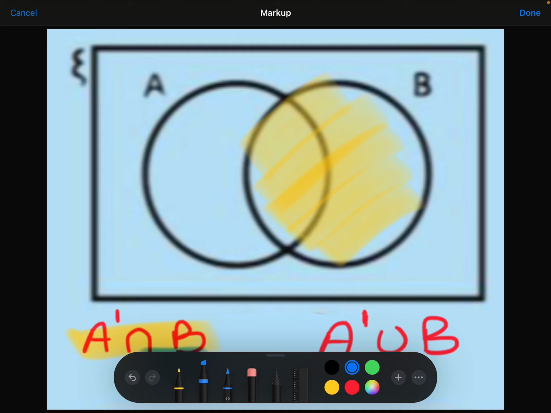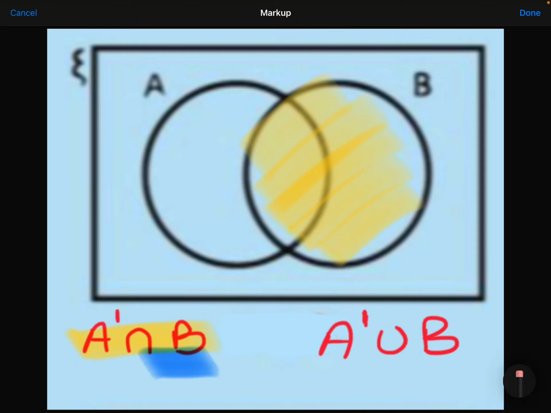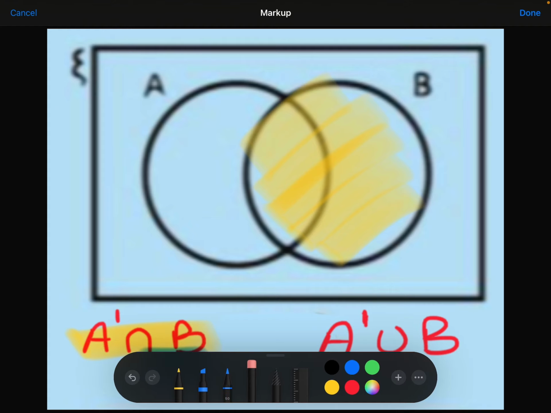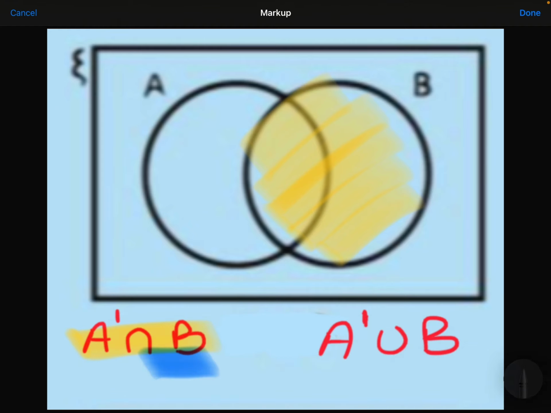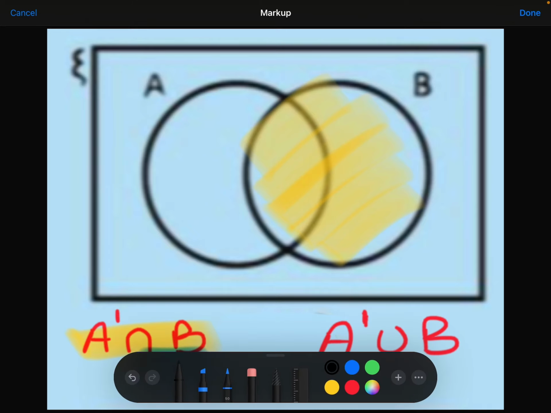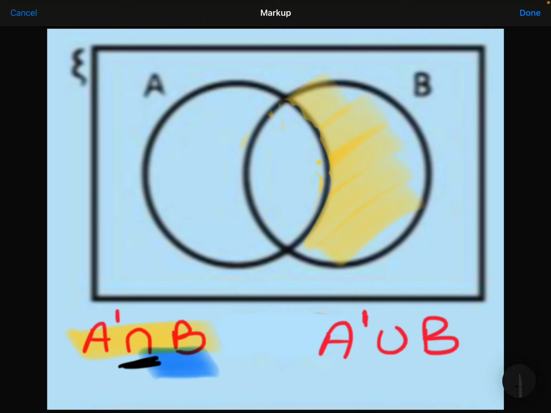But it also, because of the intersection here, that means it also has to be not in A, so it can't be that bit there. So now we've got this part here, just this part here, that is the bit that is not in A, but it's also in B.